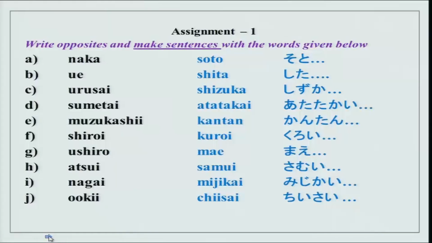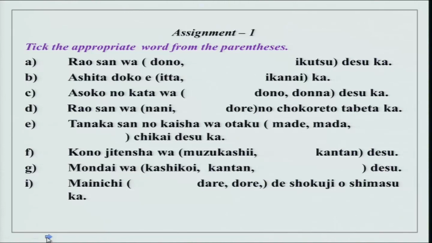Well, now before I actually start with the lesson, as always we will first go over the assignments and then learn something new today as well. So, the first assignment that I gave you was: take the appropriate word from the brackets. The first one is oikutsu.